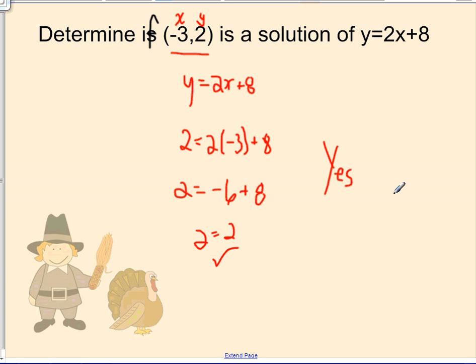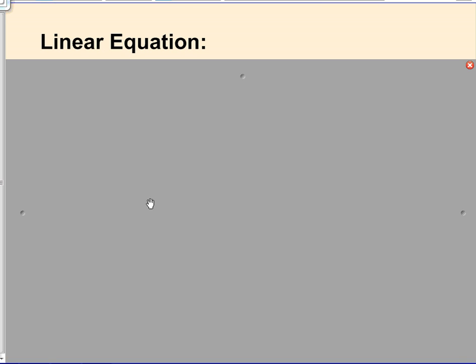Alright, so basically the whole idea is you're just plugging and solving and making sure that the equations are equal. If for whatever reason this is 2 and this were to come out as 3, it would not be a solution. Your answer would be no then. Alright, moving on to the second part of our lesson today, we're going to talk about linear equations.